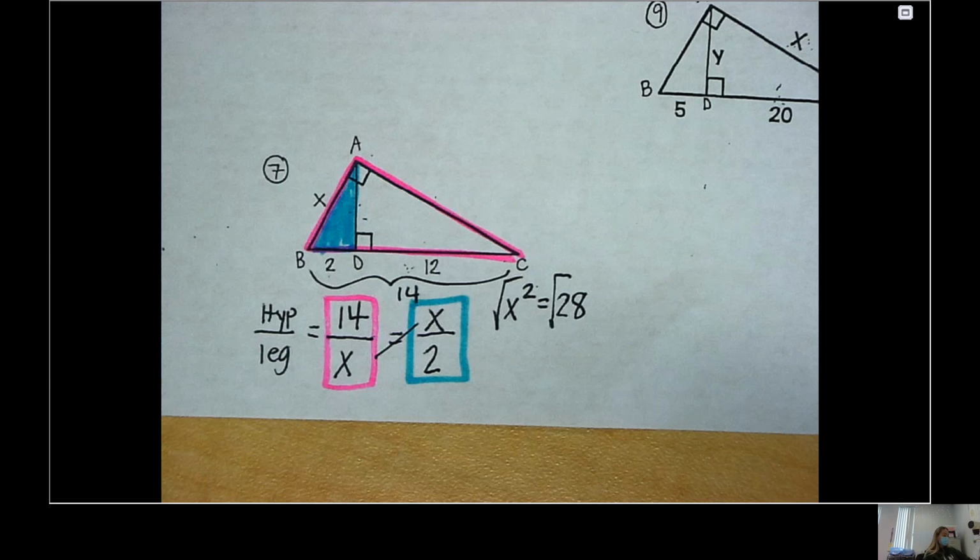If you get that one done, you feel like you're ready for a real challenge. You can do 8 and 9 as well. Give you one more minute.